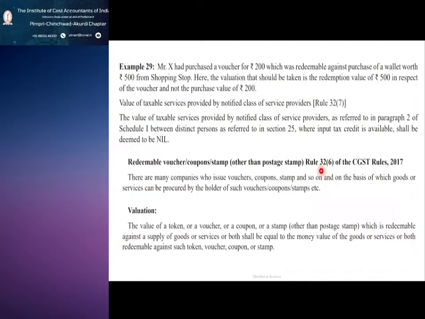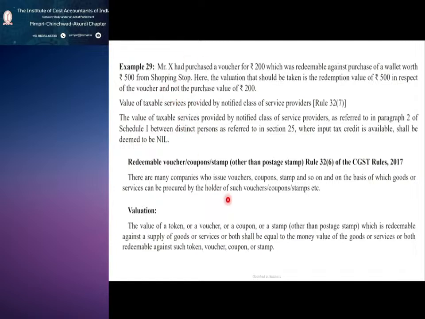This is sub rule 6. There are many companies who issue vouchers, coupons, stamps on the basis of which goods or services can be procured by the holder of such vouchers, coupons or stamps. So how will the valuation be done? You can have a look at this particular example.